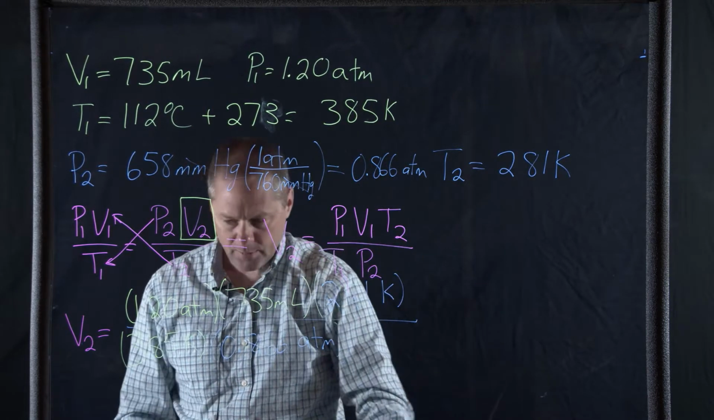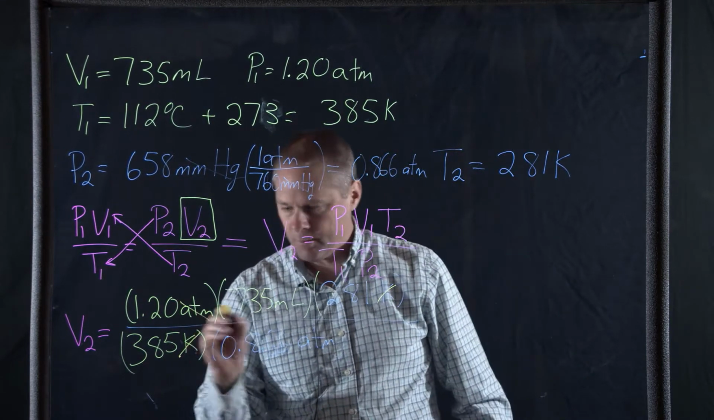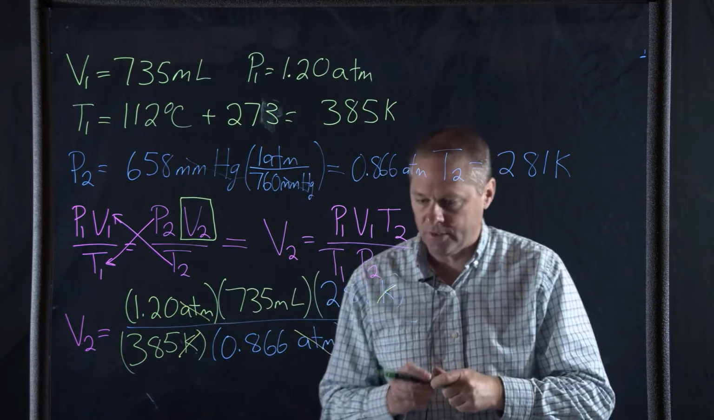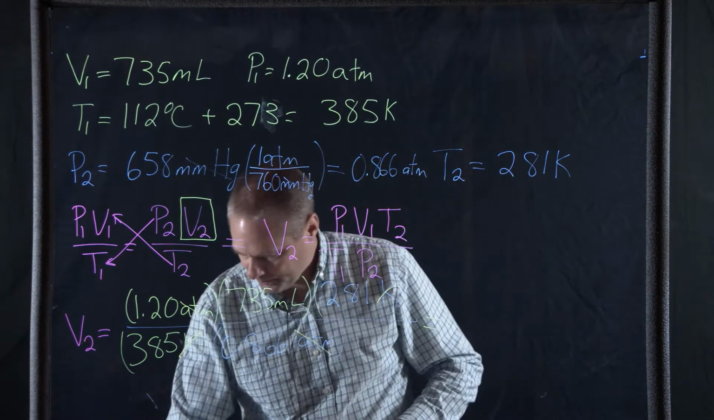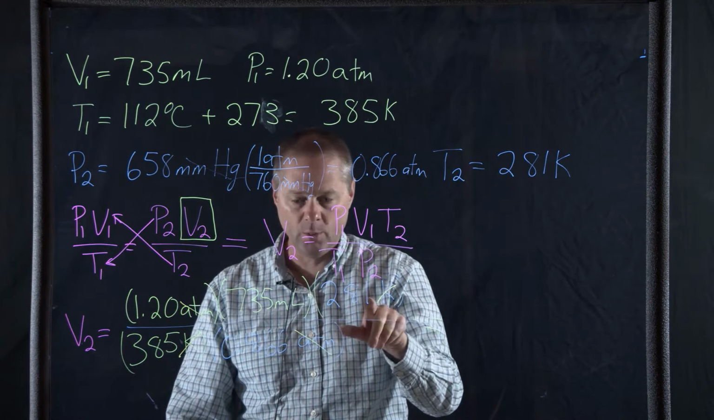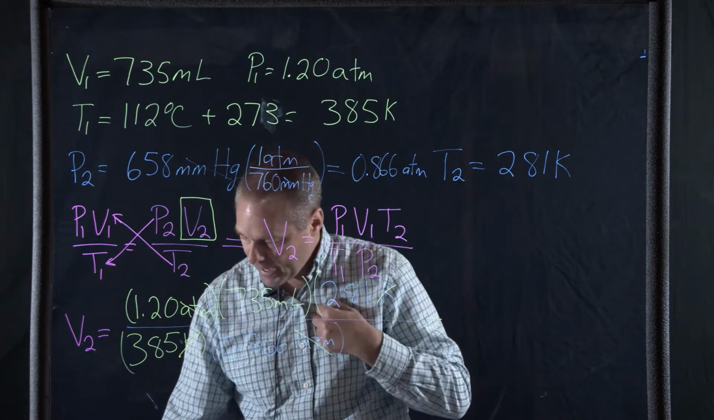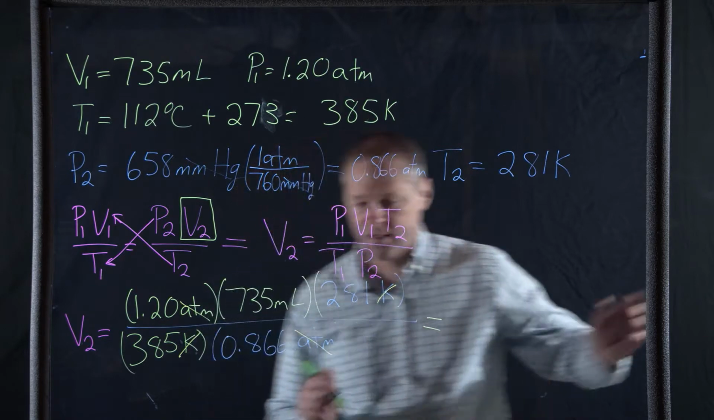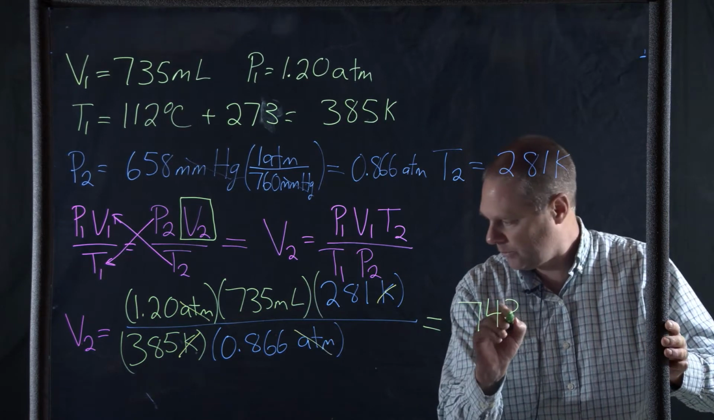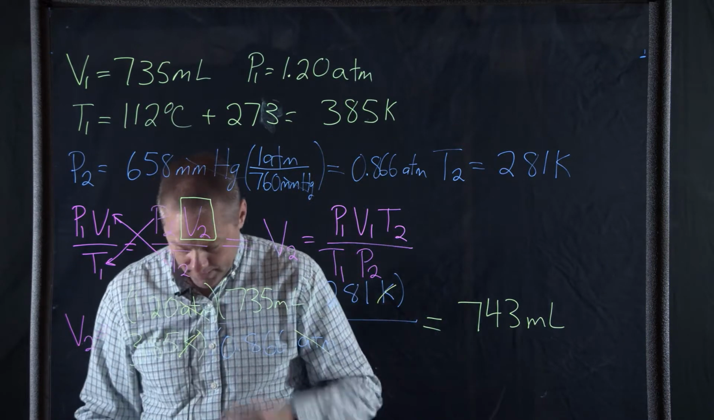And you see something kind of interesting that happens with the units here. You can see that the kelvins cancel with the kelvins. You see the atmospheres cancel with the atmospheres. And what you're left with is units of milliliters, right? You go and you do this calculation. You take 1.2 times 735 times 281 divided by 385 and divided by 0.866. And what you're going to end up getting is 743 milliliters. Right? You get 743 milliliters from doing that change.